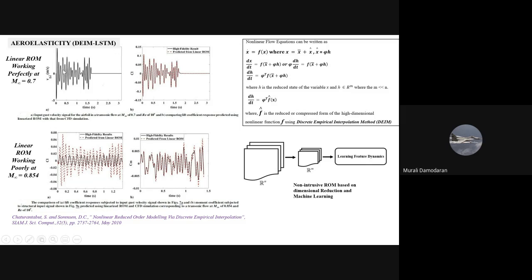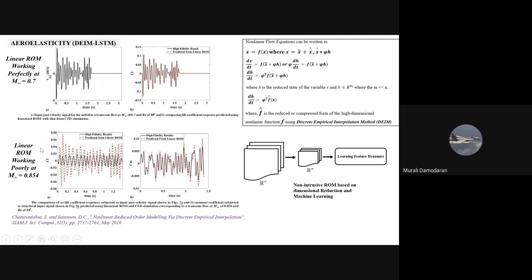If I use a linear ROM, and the Mach number is in the low transonic regime, like 0.7, I have no problem. The linear ROM perfectly predicts the behavior. But when I increase the free stream Mach number to the transonic regime, like 0.854, I find that the linear ROM does not predict the outcome correctly. You can see this whole prediction is different, the CL and CM. The high fidelity result is this one, but the prediction from the linear ROM is that.